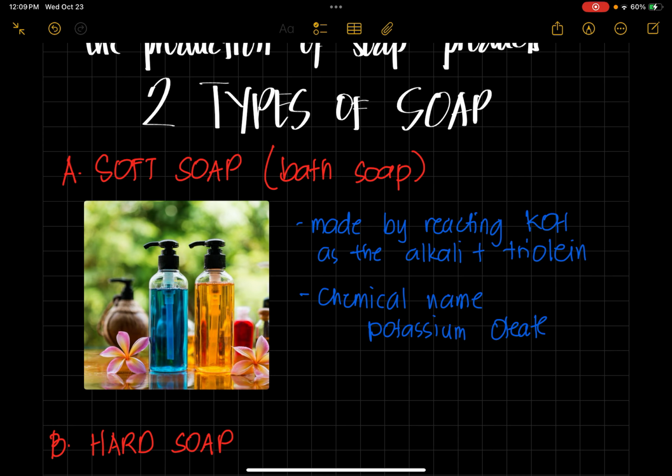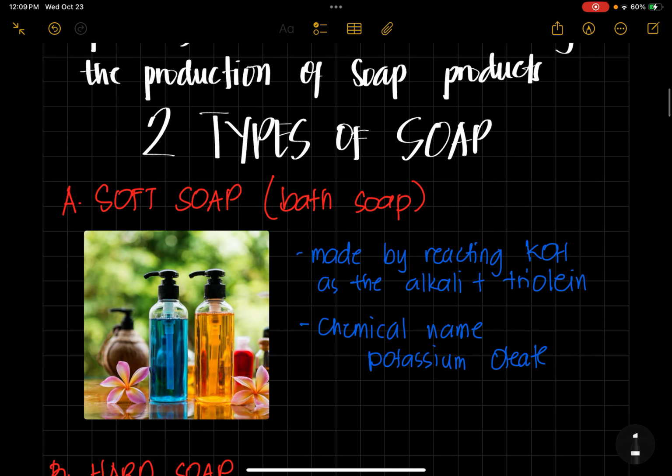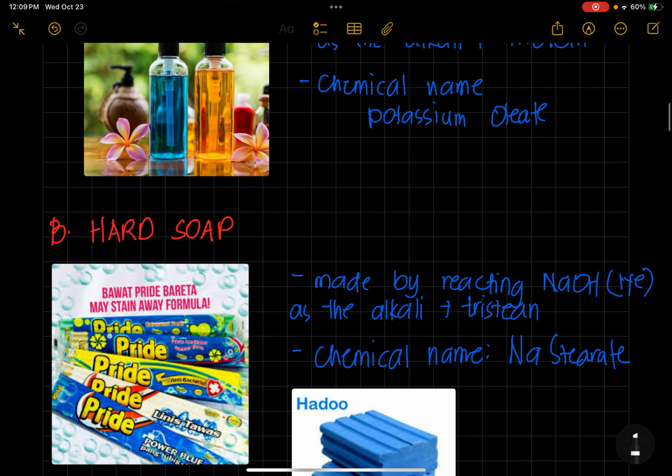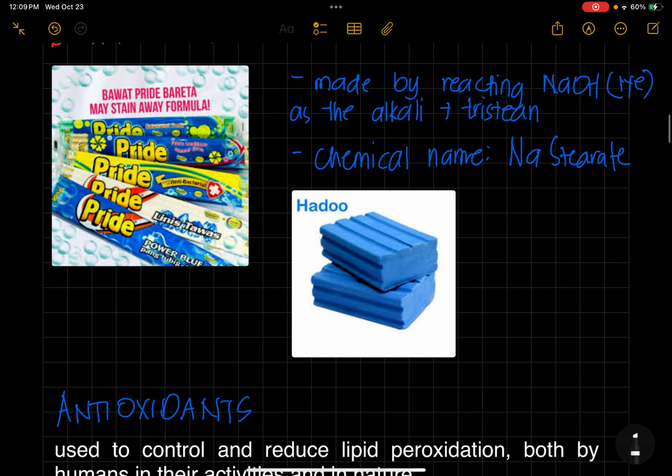So amo na mga hand soap, body wash, soaps para sa lawas, where a hard soap is made by reacting sodium hydroxide as the alkali and tristearin. So the chemical name of hard soap is sodium stearate. So kung soft soap, potassium. Kung hard soap, sodium. Okay?